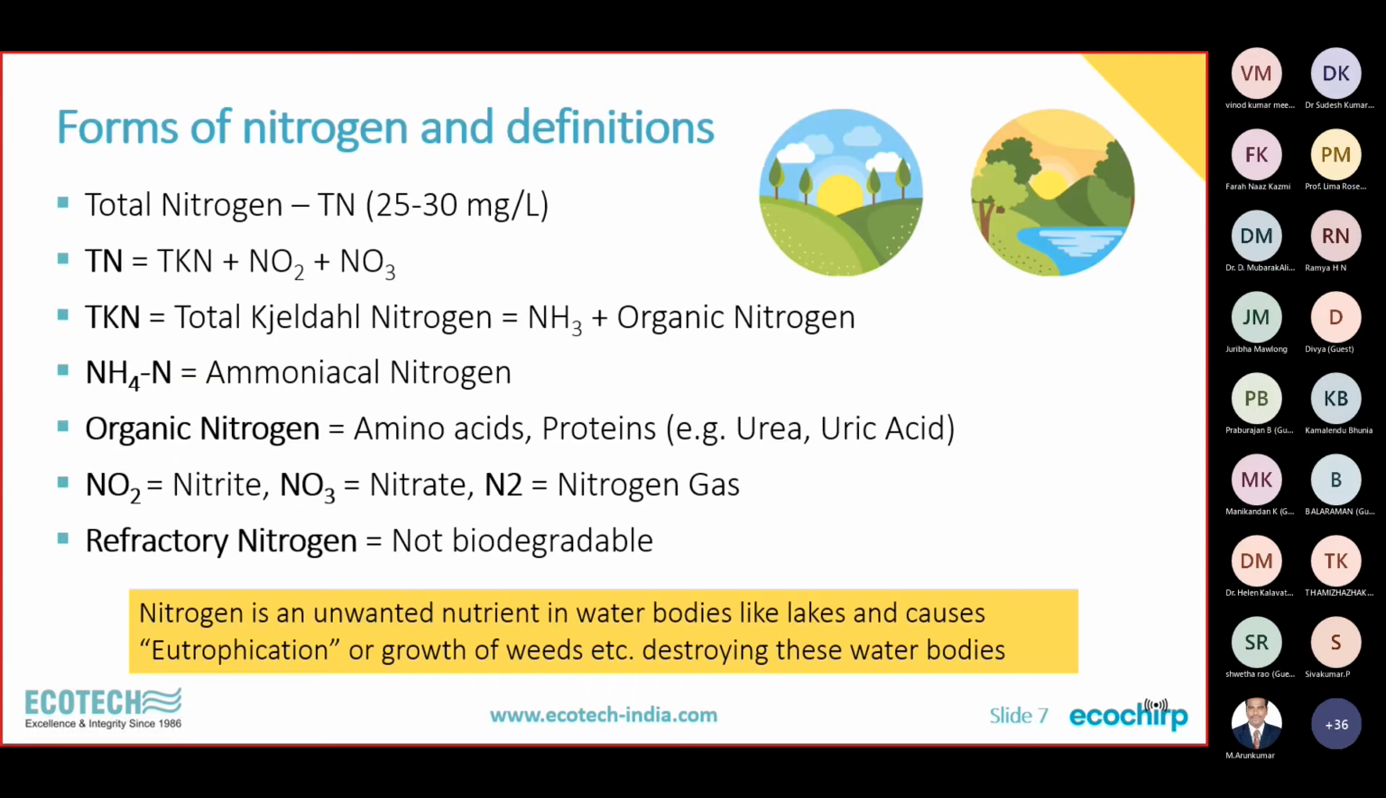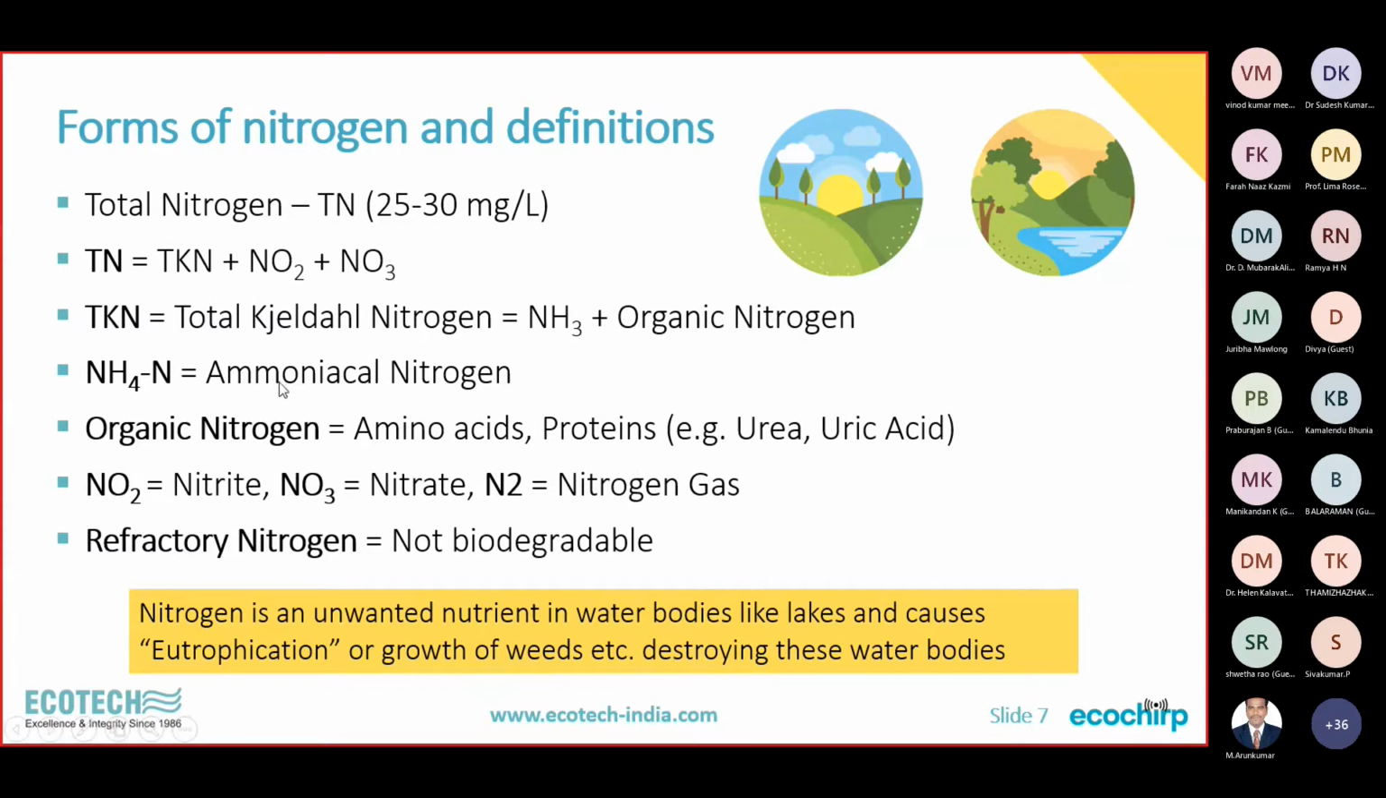Nitrogen. What are the forms of nitrogen in domestic sewage? Total nitrogen is typically 25 to 30 milligram per liter. Total nitrogen consists of total Kjeldahl nitrogen, TKN, plus NO2 plus NO3, nitrite and nitrate. Total Kjeldahl nitrogen in turn is defined as the concentration of ammonia, ammoniacal nitrogen, plus organic nitrogen.